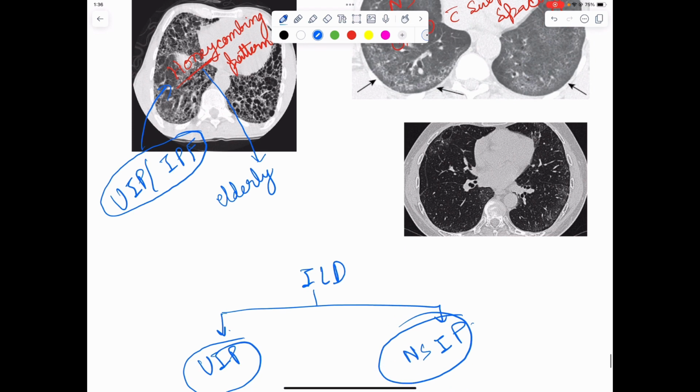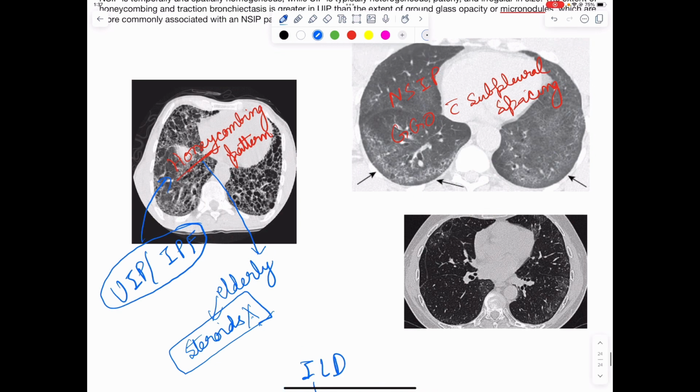And also remember, because elderly individuals are already suffering from defective immunity, would you give steroids to them? No, we will not give them steroids because they are already immunosuppressed. So why would we give immunosuppressant? And they have fibroblastic foci, and this honeycombing that is seen is basically at the base of the lung. Most of the changes radiologically that you will see are in the base of the lung.